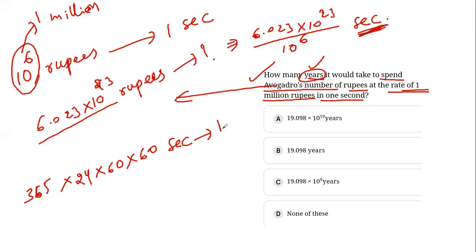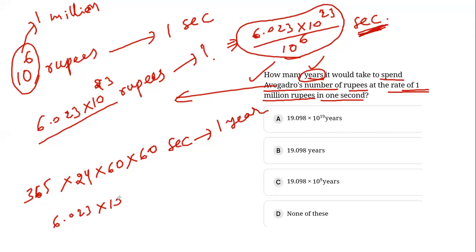So these many seconds is equal to 1 year. Then these many seconds will be equal to how many years? Getting the concept? So 6.023 into 10 power 23 by 10 power 6 seconds will take how many years? That is what they ask you. Is the concept clear?